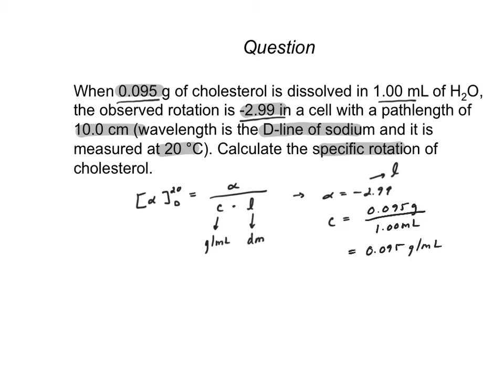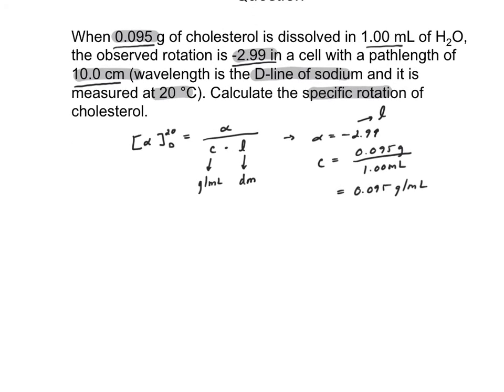And then the last thing is the path length. The path length is 10 centimeters. For L, this was C, we have 10 centimeters, but we just talked about how we have to convert to decimeters. The conversion factor here is there are 10 centimeters in every 1 decimeter. So 10 centimeters converts directly to 1 decimeter. Okay, so now we're going to plug those in. We've got our observed rotation, our concentration, and our path length.